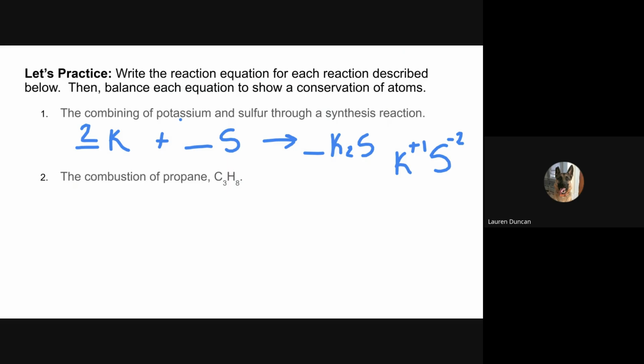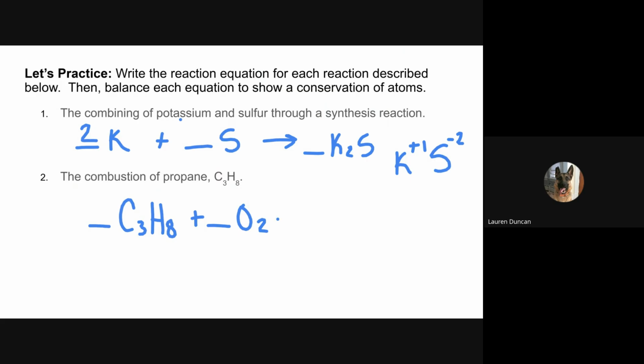All right, number 2, the combustion of propane, which they told us was C3H8. All combustion reactions have the exact same format. There's some hydrocarbon, which they gave us, and it's the fuel for the fire. It's going to burn. That's what combustion is. In order for it to burn, what really means is it's got to react with O2, atmospheric oxygen.